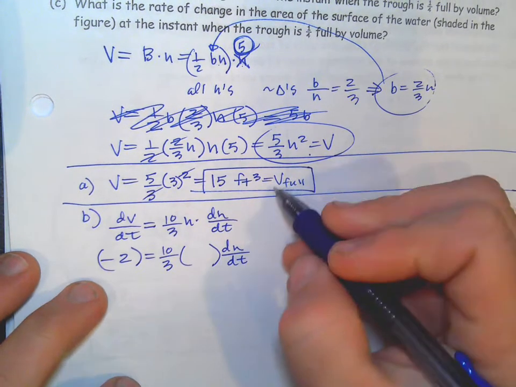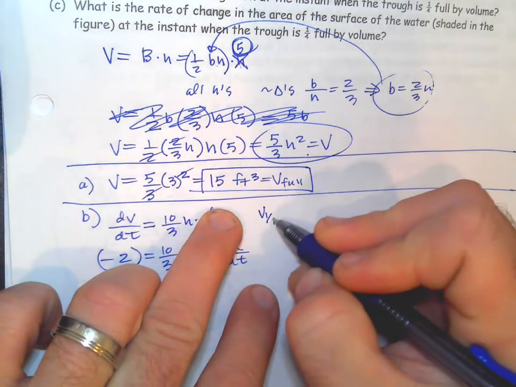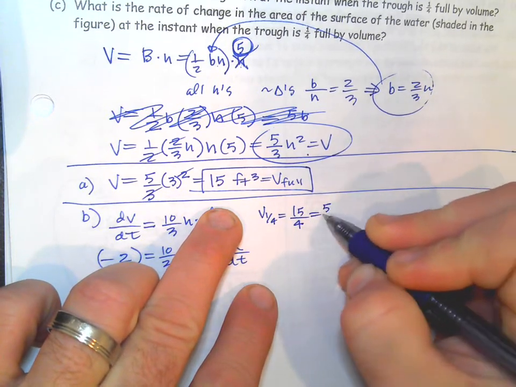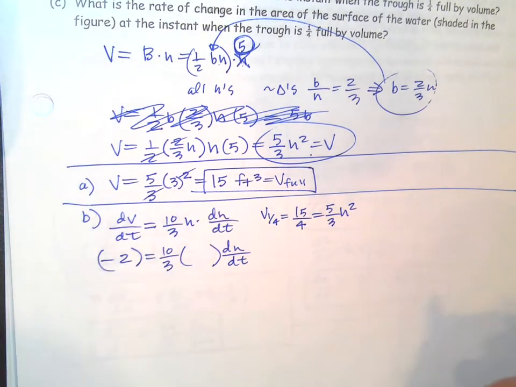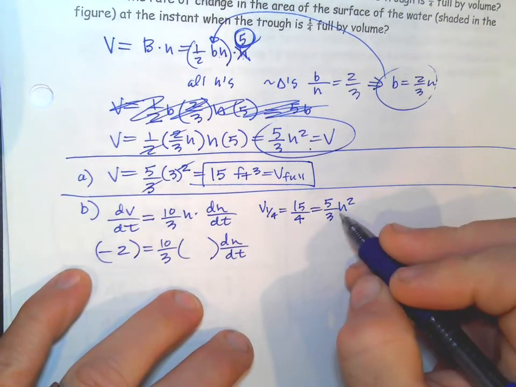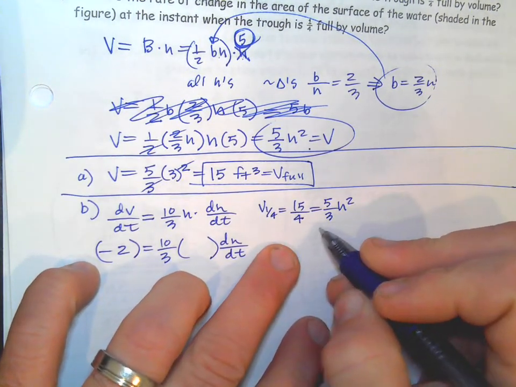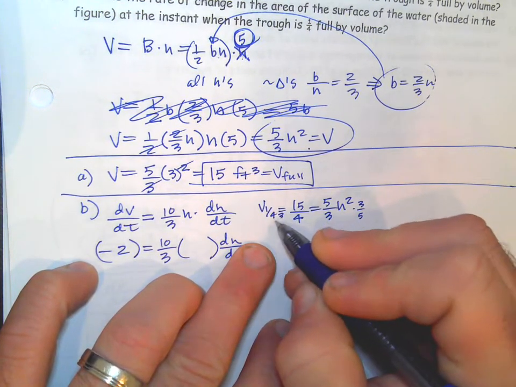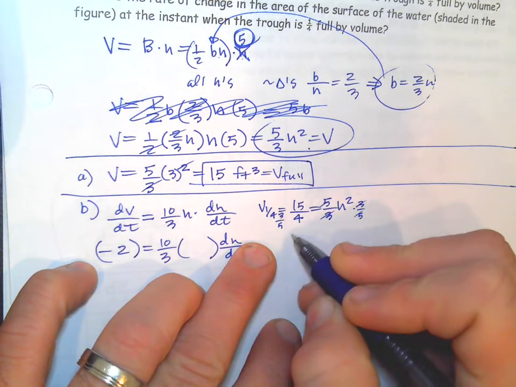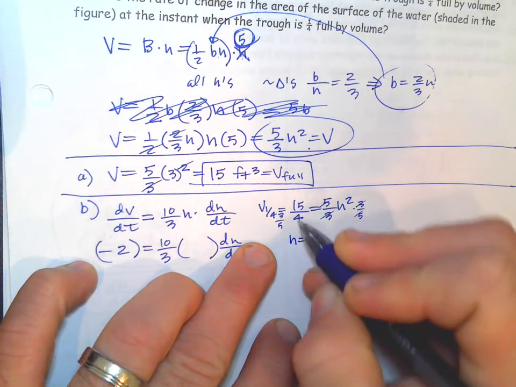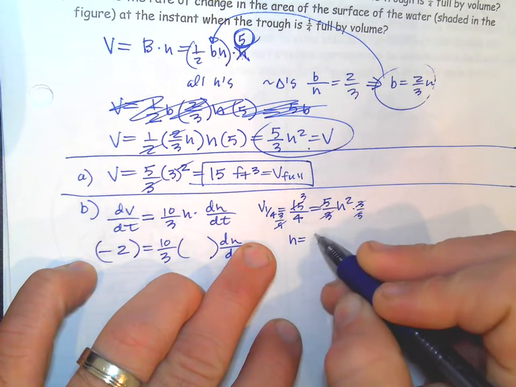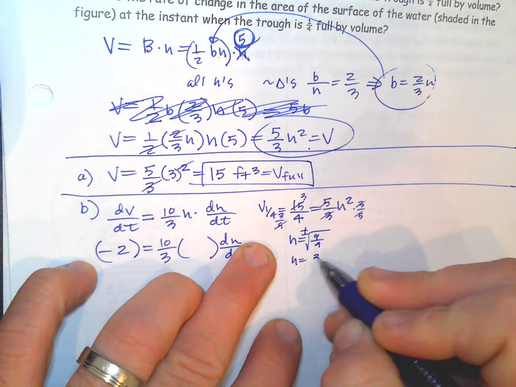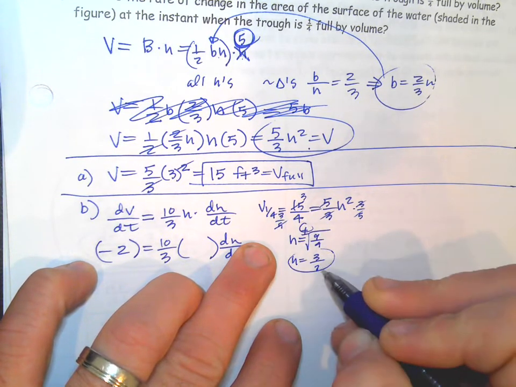So if this is the volume when it's full, a quarter full would be 1/4 of that. And then you could set that equal to the equation for the volume in terms of h. So you can figure out what the h is when it's a quarter full. So multiply by 3/5 and take the square root of both sides. So the 5 is going to be 9/4. It's going to be the square root, plus or minus, h equals positive. We want to do the positive height, 3/2.